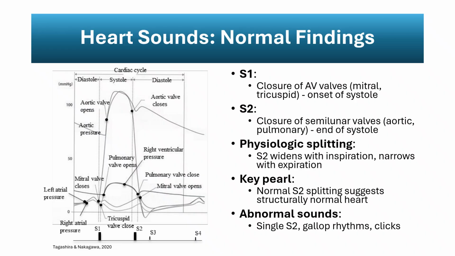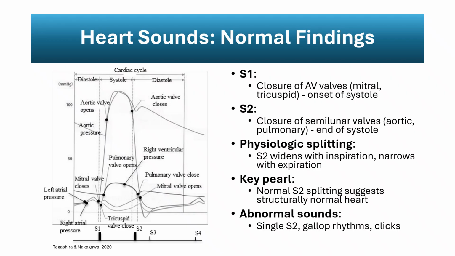The first heart sound, S1, marks the onset of systole and comes from closure of the mitral and tricuspid valves. The second sound, S2, signals the end of systole as the aortic and pulmonary valves close. Normal physiologic splitting of S2 is an important finding.